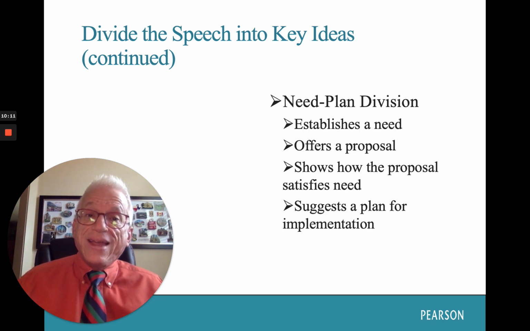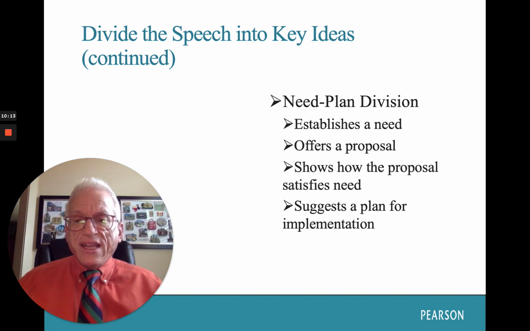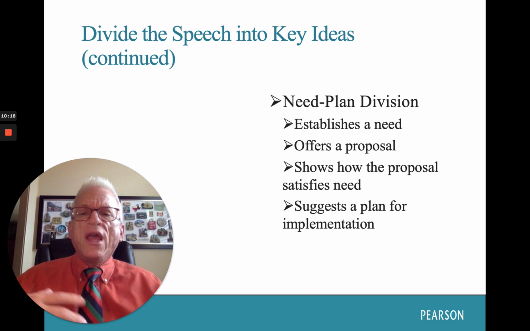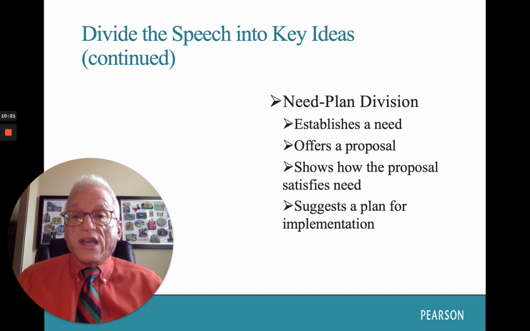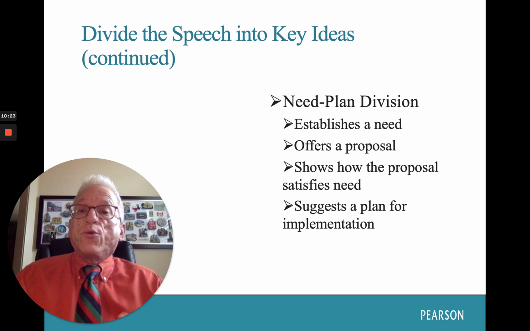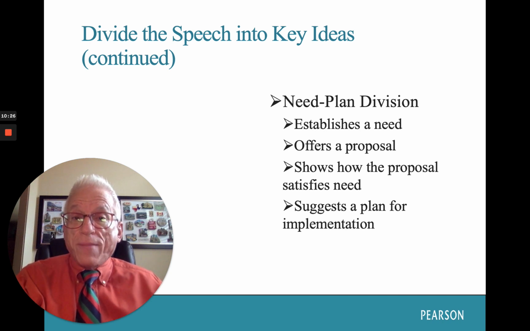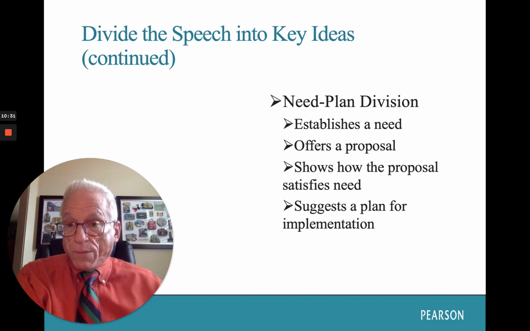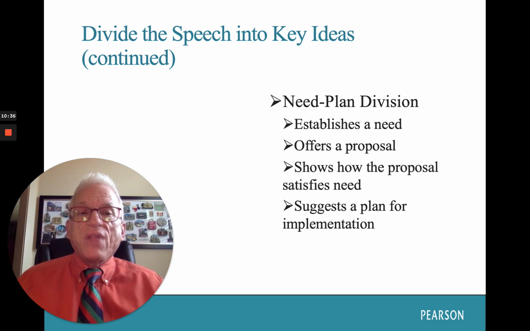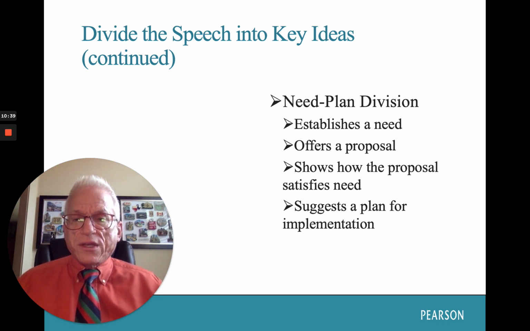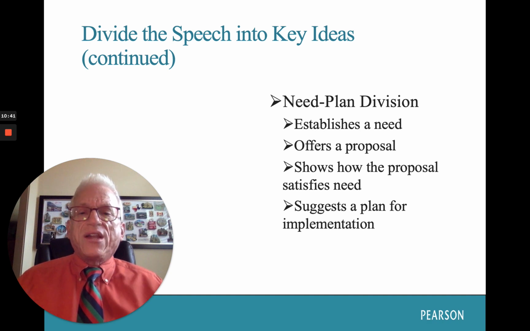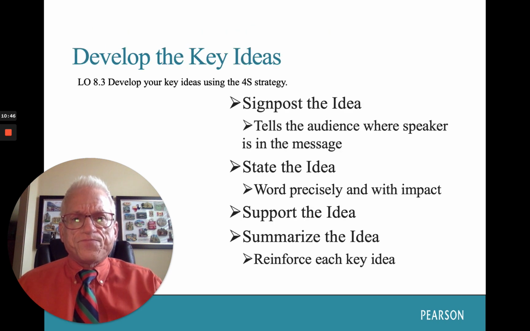Similarly, a need-plan division establishes a need. That need typically is a problem, but we don't necessarily think of it as a problem. Maybe there's a need to improve something. Maybe something's working well. We just want it to work better. And we're going to offer that proposal of how to make it better and then show how that proposal actually fixes or improves the thing that we're talking about. And then what's my plan for implementing? Again, this doesn't work for an informative speech because it's inherently persuasive. It inherently asks your audience to endorse a particular solution.